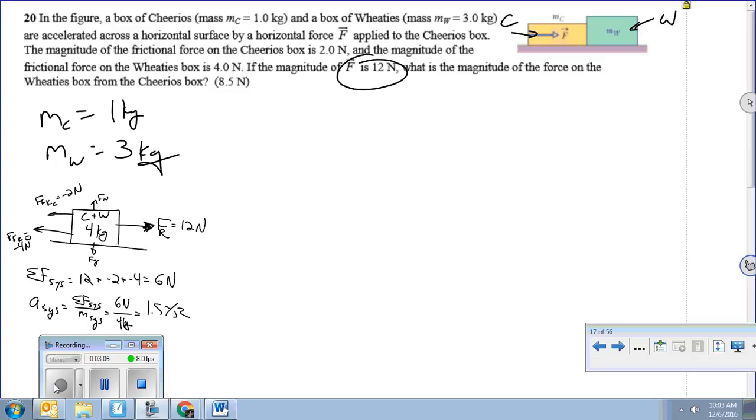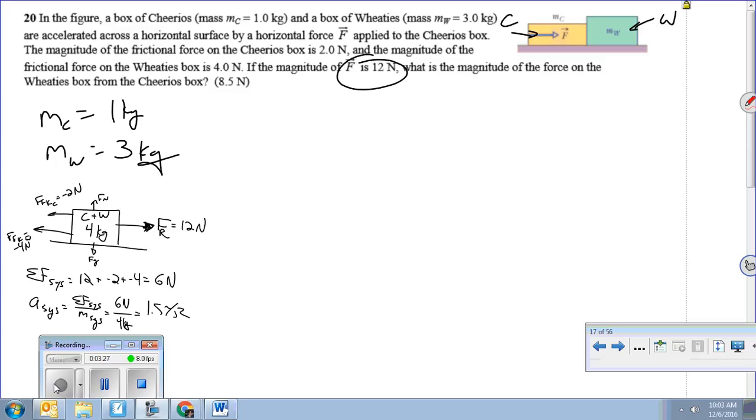Okay, so now what I want to do is find the magnitude of the force on the Wheaties box from the Cheerios box. So technically I could find either force. I could either find the force of the Cheerios pushing the Wheaties or the Wheaties pushing the Cheerios. Newton's third law tells us those forces are equal, right? And to be honest, I'm going to do both just to verify that I get the same answer.